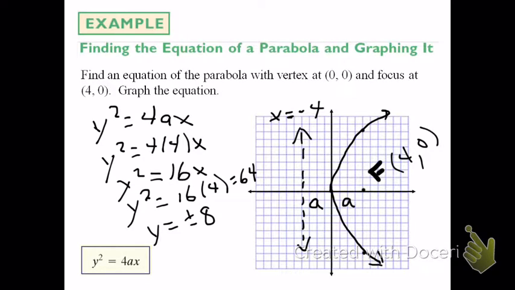Now there's actually a special name for this segment that connects these points on the parabola and goes through the focus. This segment's called the latus rectum of the parabola. The latus rectum is actually a length of 4a, or plus or minus 2a from the focus.